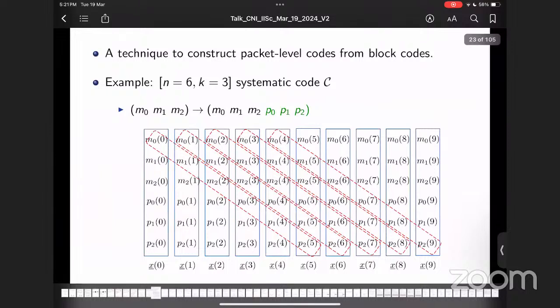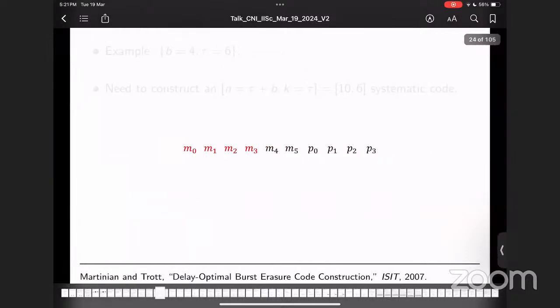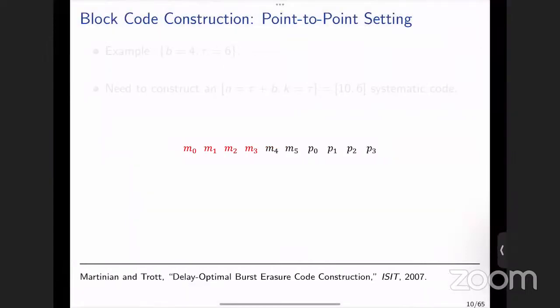So here I have just filled in all the other symbols as well. So I have indicated multiple diagonals. Okay, fine. So that's about diagonal embedding, which was basically talking about, given a block code, how can we transform that to a packet level code.